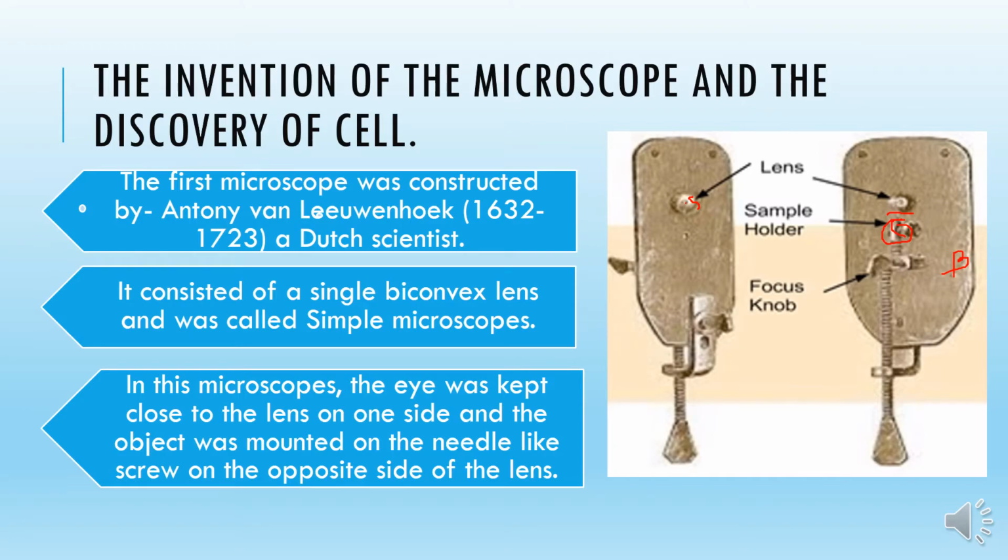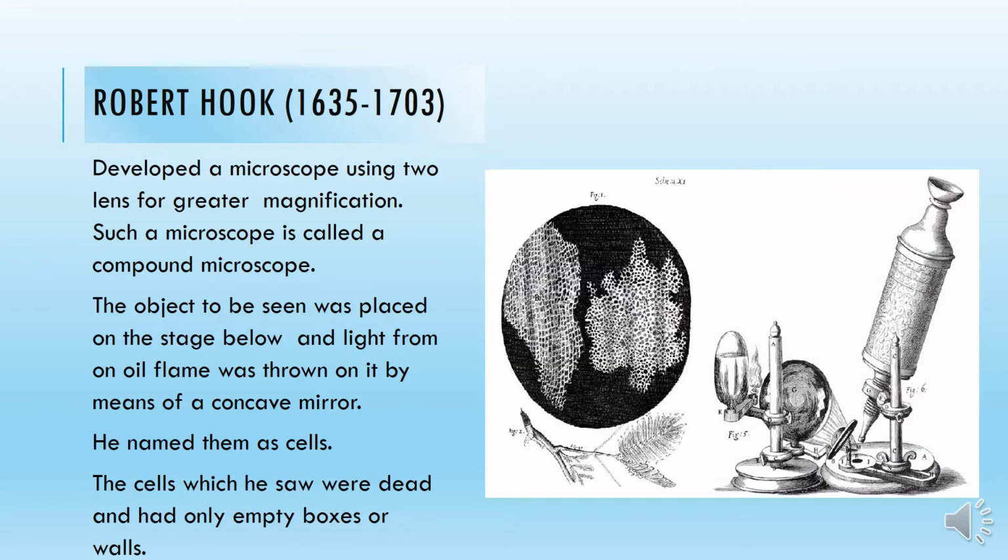Let's move on to the next slide and see another discovery of the microscope, which was done by Robert Hooke. Robert Hooke developed a microscope using two lenses of greater magnification, and such a microscope is called a compound microscope. Robert Hooke made a compound microscope. Here is the microscope made by Robert Hooke.